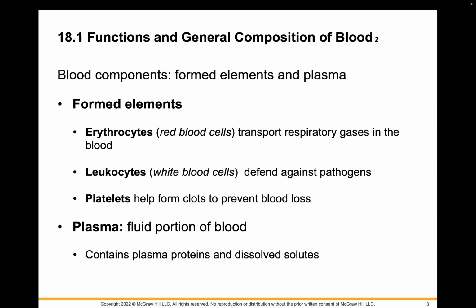Now, the components of blood are 2, and those are going to be formed elements and plasma. Formed elements are actually going to be cells or cell types that will be suspended in the fluid component. They include erythrocytes or red blood cells. Their primary function is the transport of respiratory gases in the blood. We have leukocytes or white blood cells. Their job is to protect us from pathogens. And we have platelets, and their job is in hemostasis.